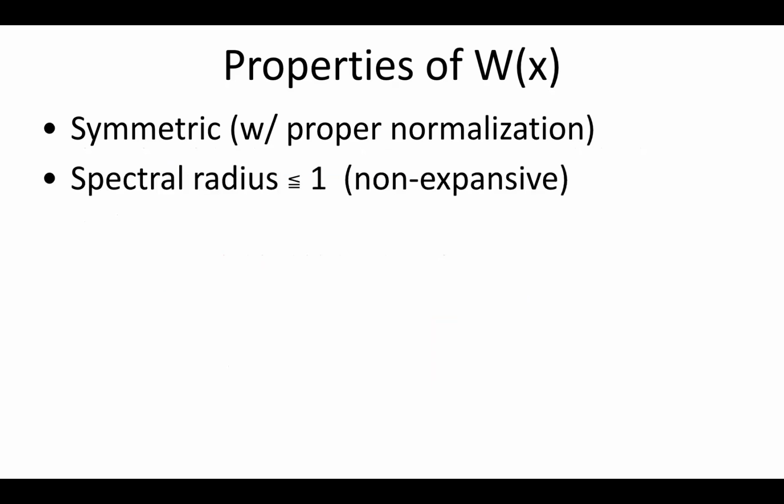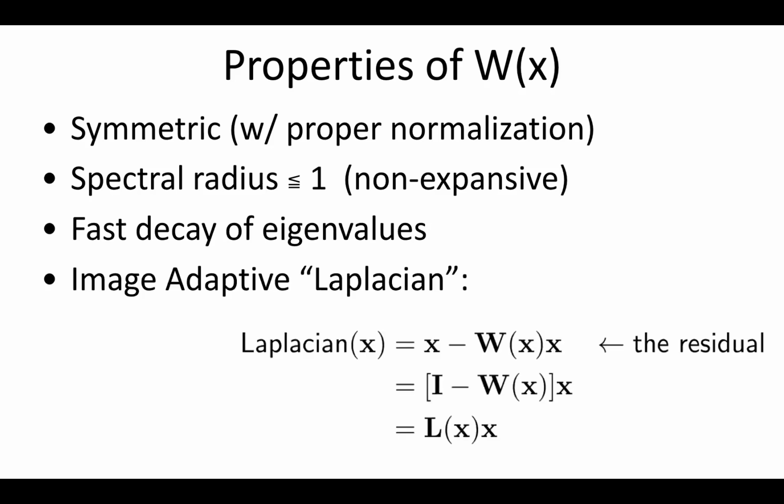The spectral radius is less than or equal to 1, which means that these filters are non-expansive. If you're more comfortable with the signal processing point of view, you can think about the spectral radius being bounded by 1 as effectively these are low-pass filters. So they're essentially going to remove some energy from the image. And because they remove some energy, they're essentially non-expansive. It turns out the eigenvalues of these filters, regardless of whether you're talking about W being dependent on X or not, they decay very quickly.